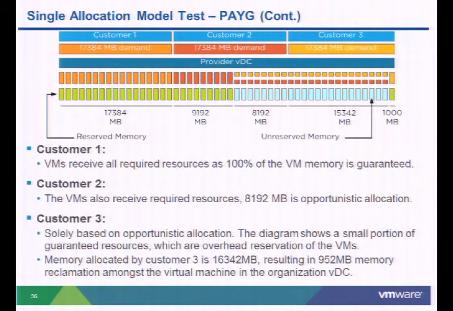So what happens is, as these things get carved out, the demand for each customer is the same, right? Because if they all deploy the same number of 2x4 VMs, technically their demand is the same, but what they get reserved is different, right? So at some point, one customer might start swapping because he doesn't have any reserved memory. Everything he's getting is opportunistic.